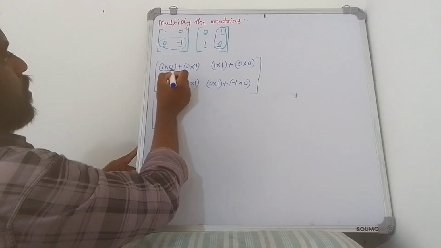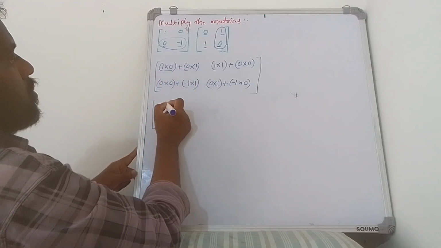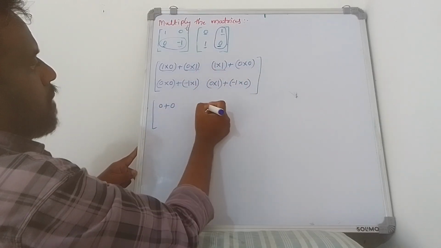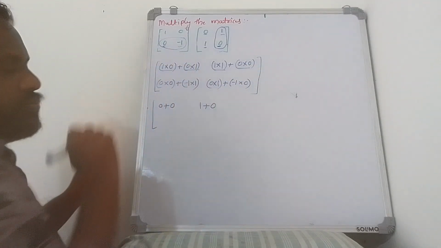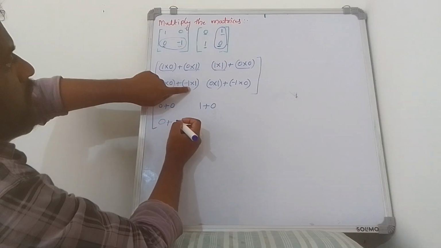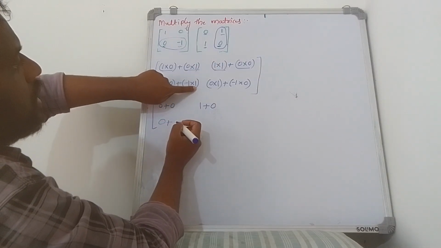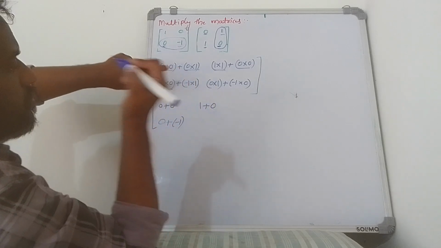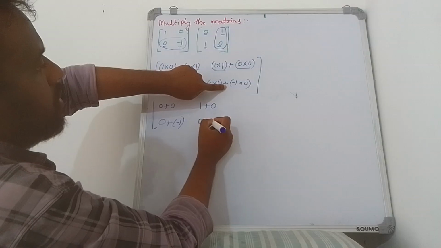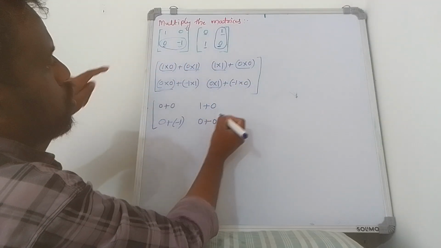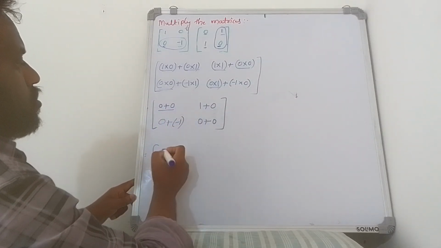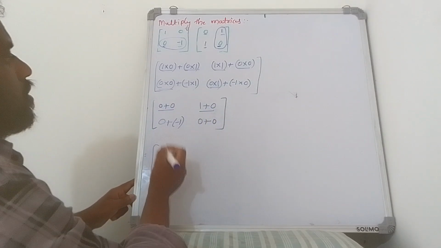Okay, 1 into 0, 0, plus 0 into 1, 0. Next, 1 into 1, 1, this plus, 0 into 0, 0. Next, 0 into 0, 0, this plus, minus 1 into 1, so minus 1 only we get. Okay, next here, 0 into 1, 0 only, this plus will come here, minus 1 into 0, again 0 only. Now simplification. 0 plus 0, 0, 1 plus 0, 1.